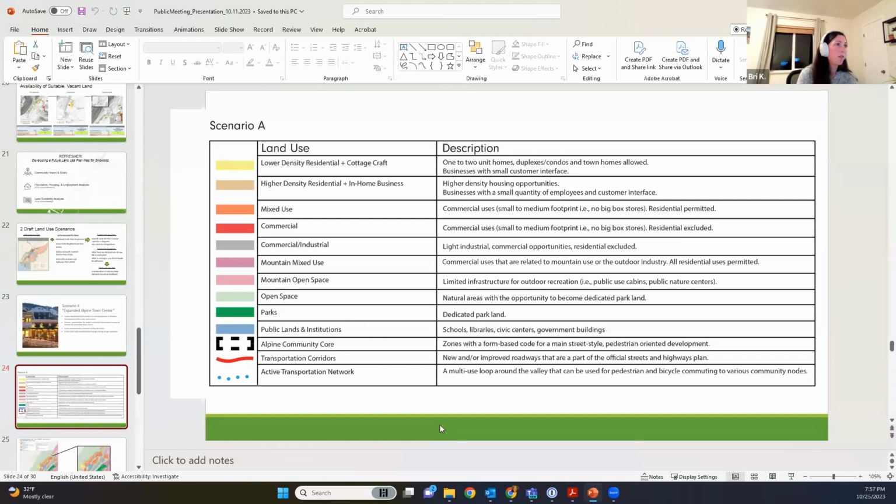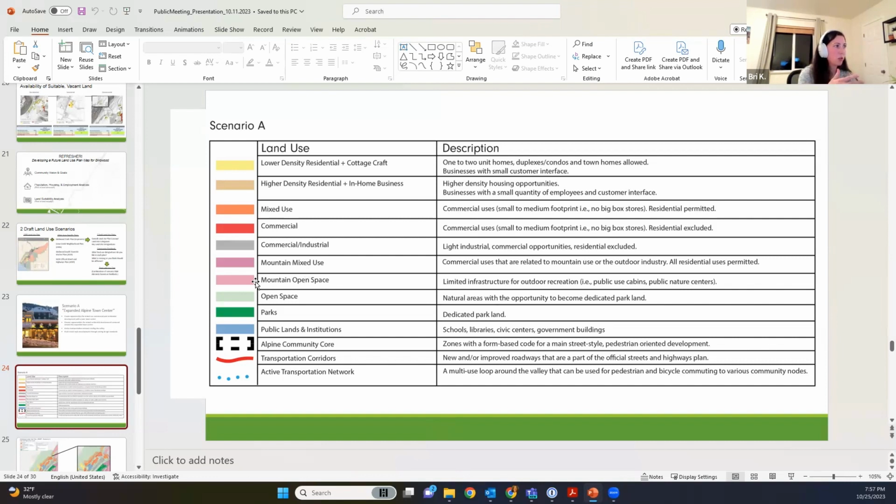And then we do have a commercial, just a commercial use identified. So those would be areas where residential was not included. There's a commercial/industrial use. And then we have two kind of mountain specific land uses that the older 1995 plan did have uses centered around the mountain. So we thought that was important to carry forward.